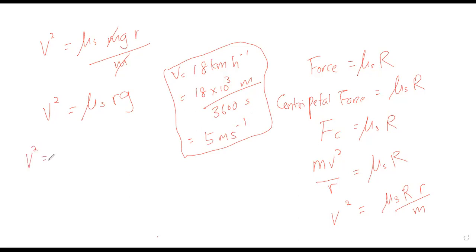So v squared is equal to mu_s r g. Mu_s, the coefficient, is equal to 1, times the radius of 3 meters, and g is 9.81. Compare the v. So v is equal to how much? That means it will be 9.81 times 3, so 29.43, the square root of 29.43. I get that v is equal to 5.425 m/s.